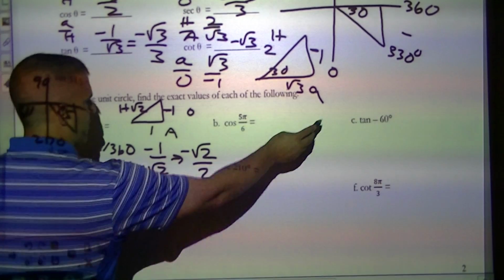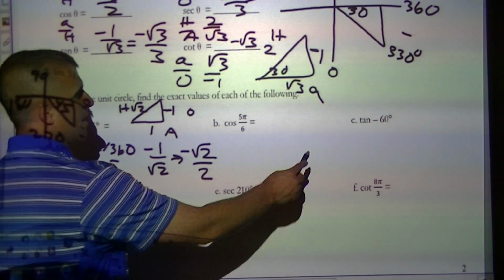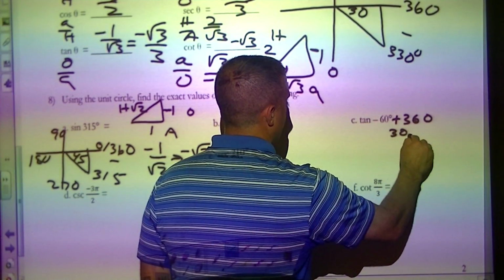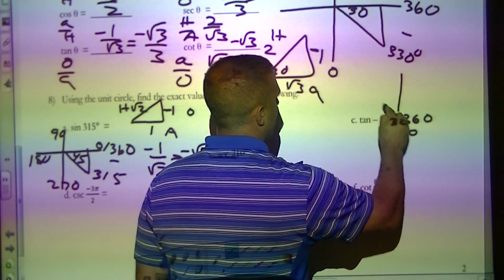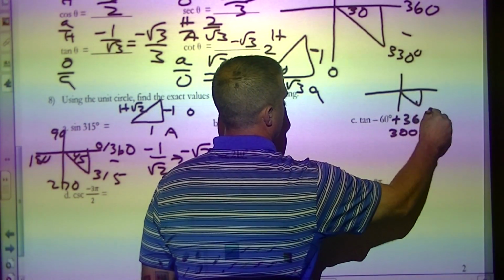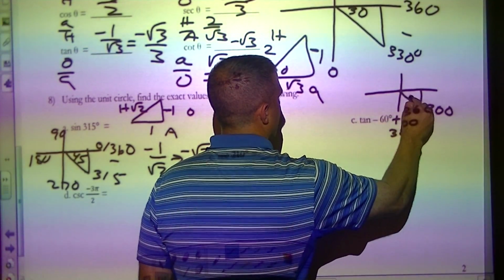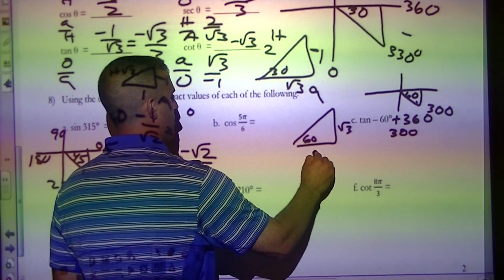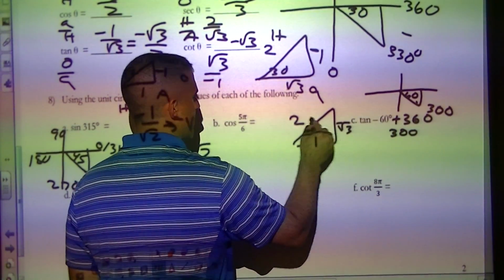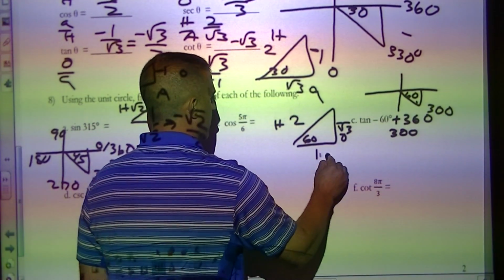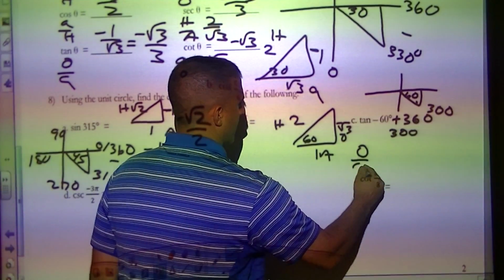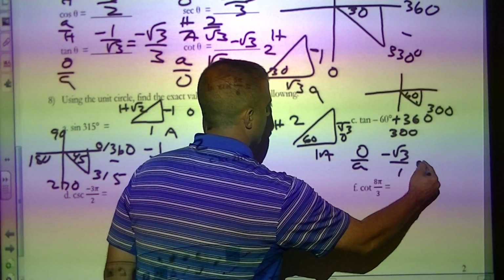I'm going to skip over here to tangent. All right, I don't like negative 60, so I'm going to add 360, so that'd be 300. Okay, once again, I'm down in this quadrant here. 300 would make this 60. So I got a 60-degree triangle, which is square root of 3, 1, and 2, and that's also going to be negative H, O, and A. All right, tangent is O over A. So I got negative square root of 3 over 1, which is negative square root of 3.